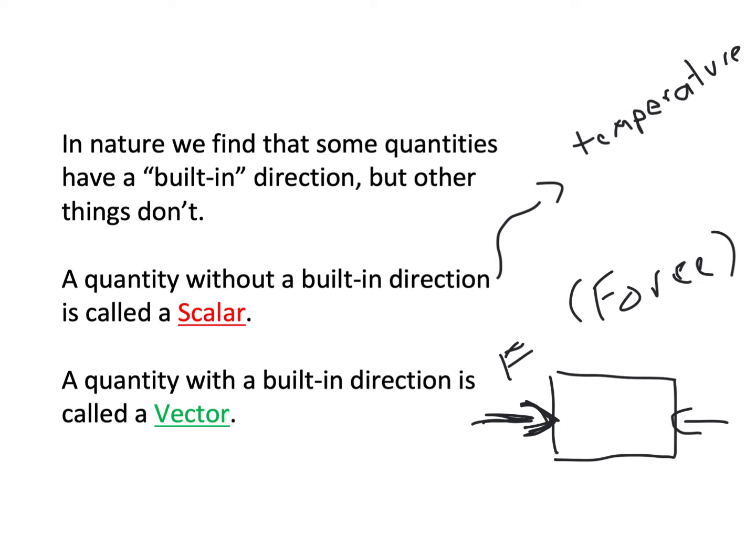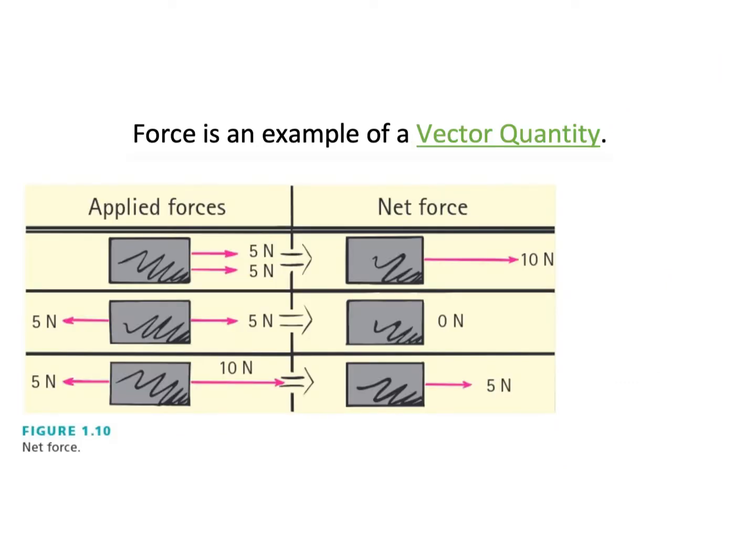So force is an example of what we call a vector quantity. It's something that has a built-in direction. The direction matters. Now, what happens if you have multiple forces acting on something at the same time? When you have multiple forces acting on something at the same time, we have to think about something called the net force. And the net force is simply the total force compared to all the individual forces.